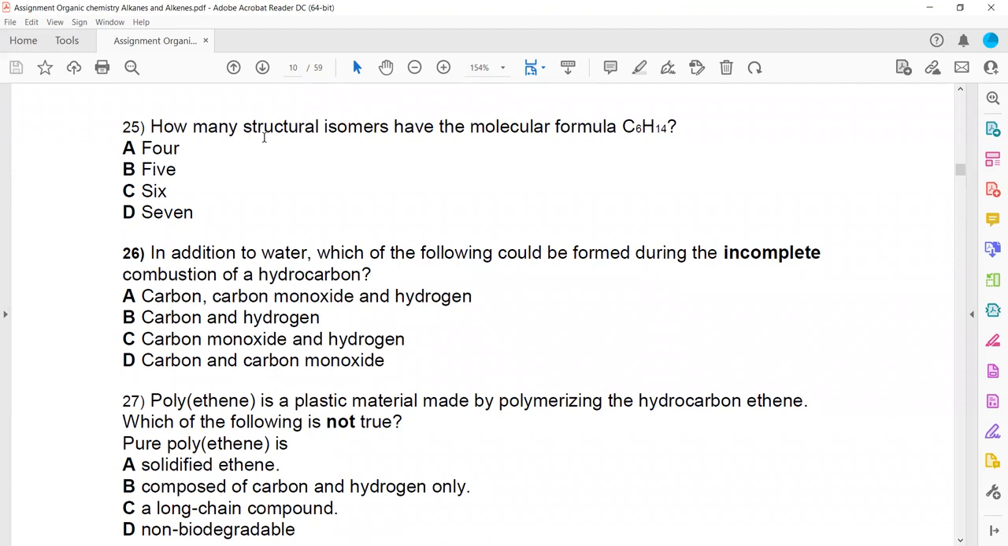In question 25, how many structural isomers are there for C6H14? This is an alkane, hexane. For hexane, you have to identify the isomers by the carbon chains. 6 carbon atoms are there. You may have 6 carbon atoms in a straight chain.